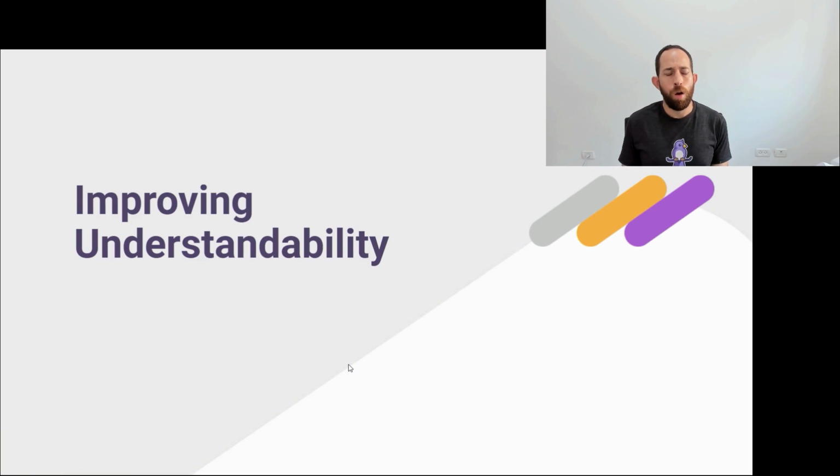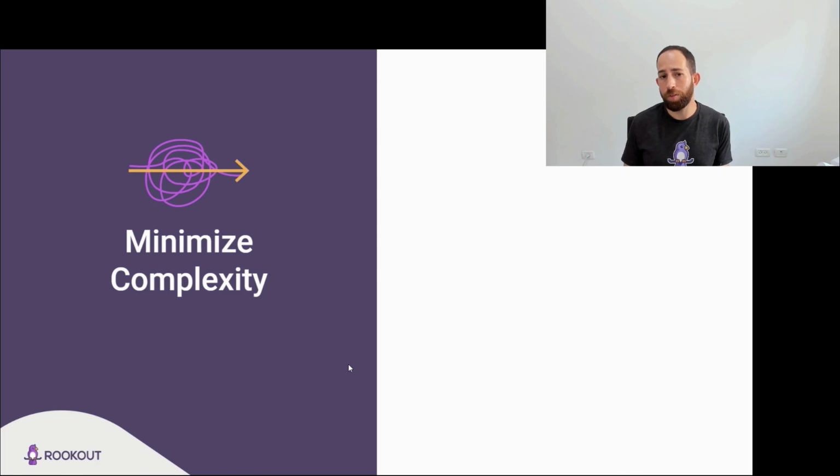So, what can you do to improve understandability? What can you do tomorrow to make your software easier to understand so that the changes you're trying to make, whether it's developing a new feature or fixing a bug, can happen faster, can happen easier? How can you be more efficient? So first, it would be great if you could minimize complexity. How can you approach that?